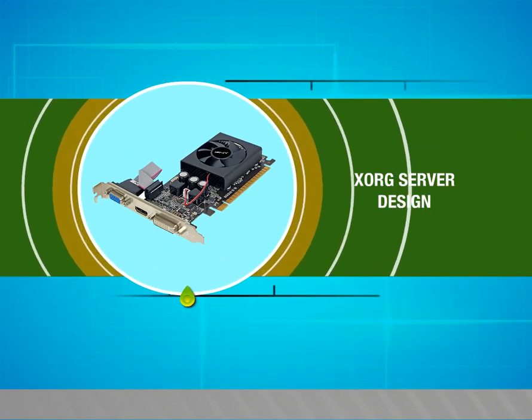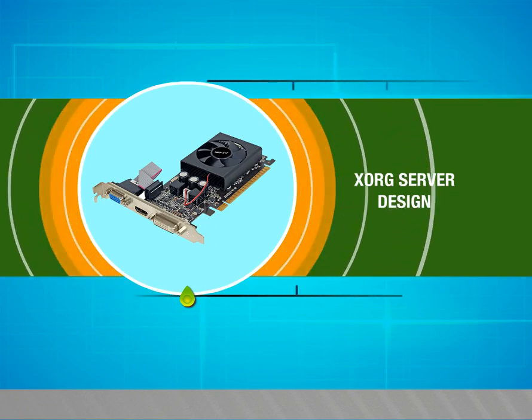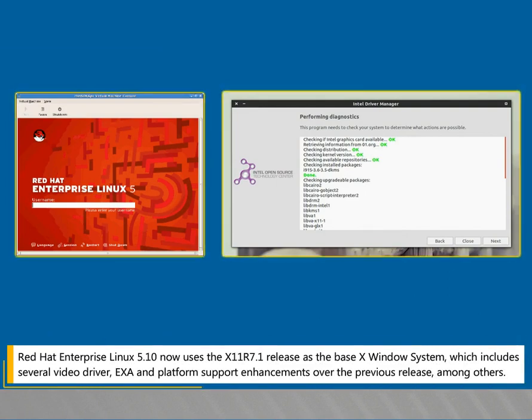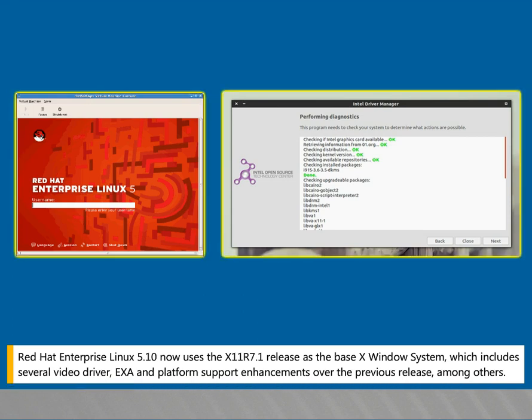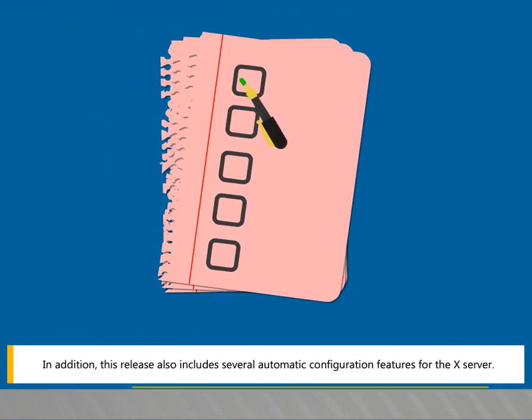XORG server design. In this video, we are going to see about XORG server design. Red Hat Enterprise Linux 5.10 now uses the X11 R7.1 release as the base X Windows system, which includes several video driver, EXA, and platform support enhancements over the previous release, among others. In addition, this release also includes several automatic configuration features for the X server.